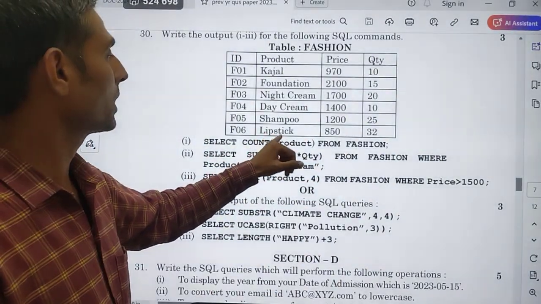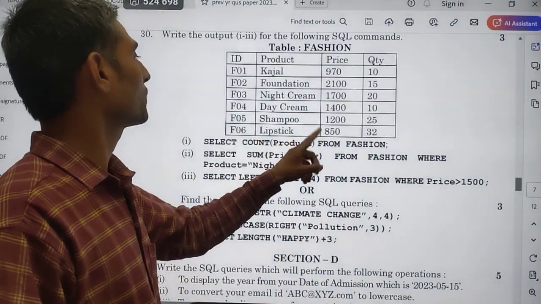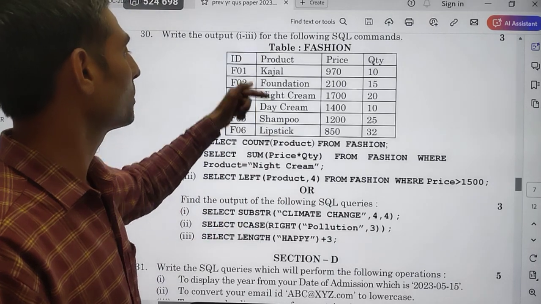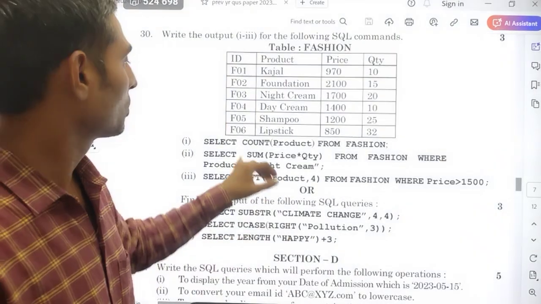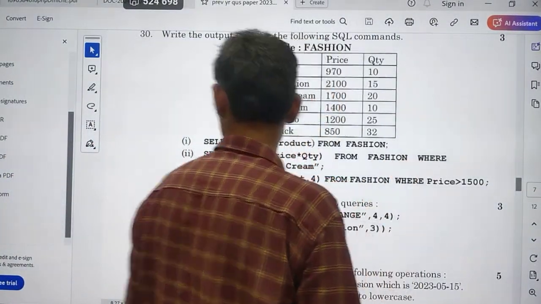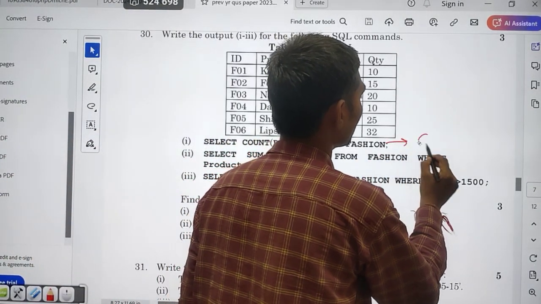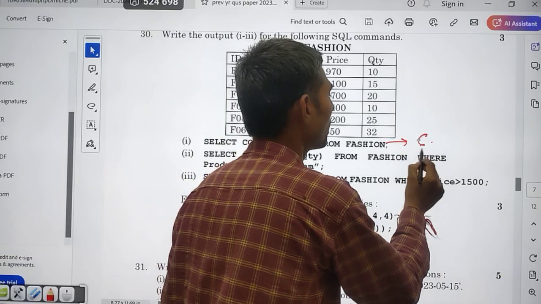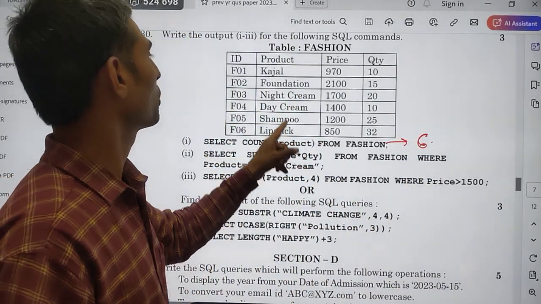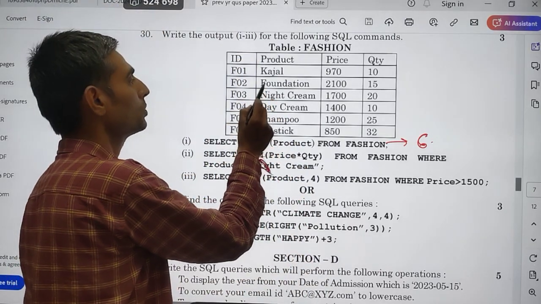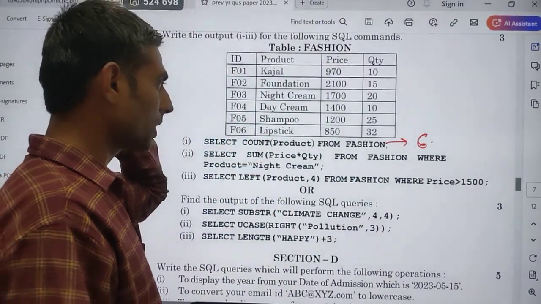Now come to that question. That question is related to our previous question we have solved. Select count(product) from fashion. So in the product column, total number of rows are 1, 2, 3, 4, 5, 6. So it will give me output as 6 because no null value has been filled here. So it will count total number of rows. Total number of rows are 6, so it will count as 6.